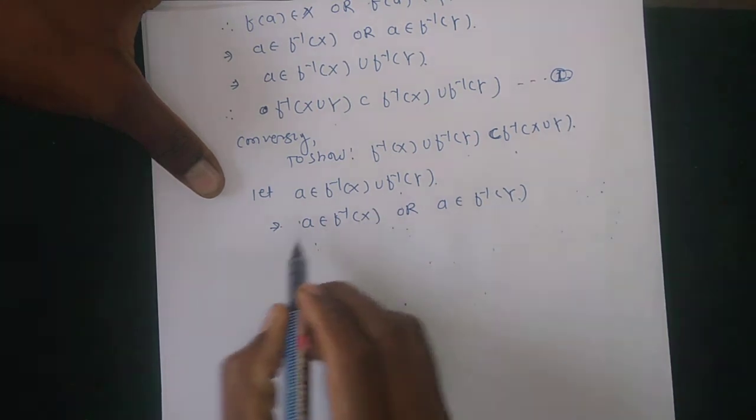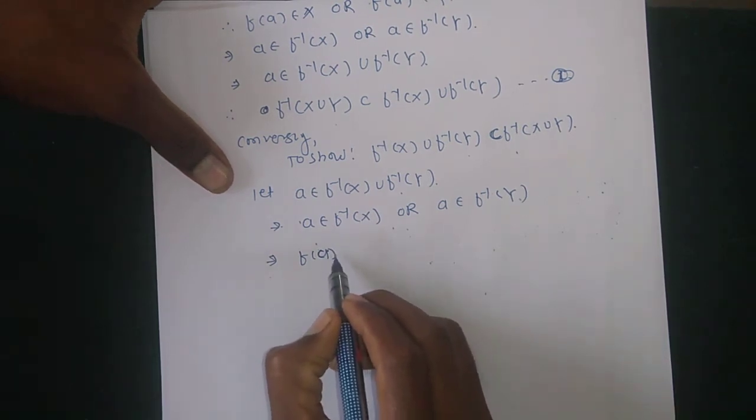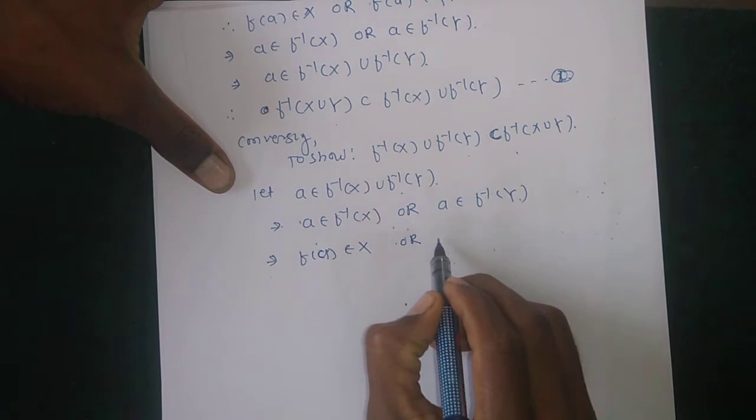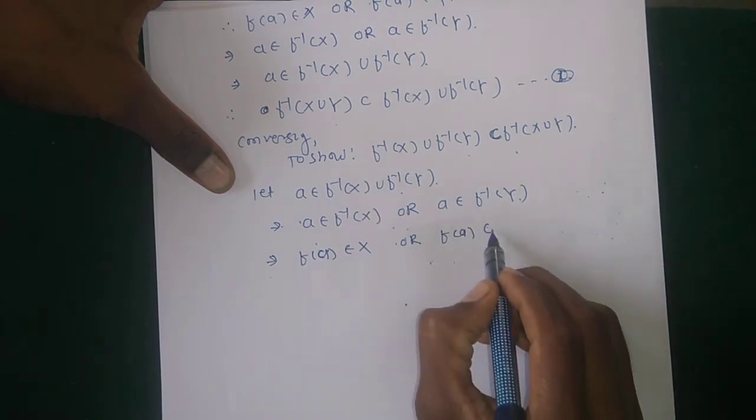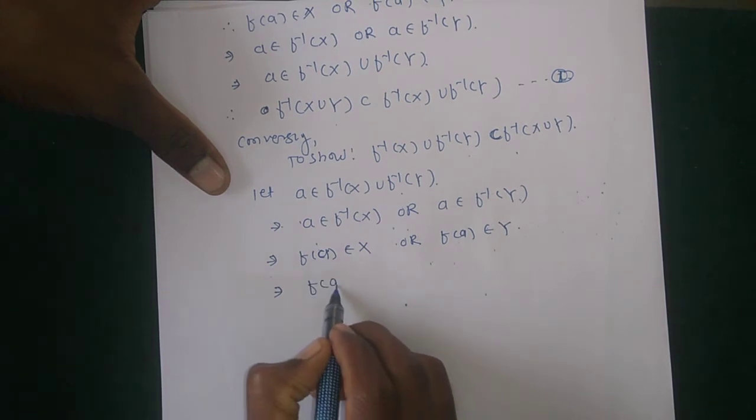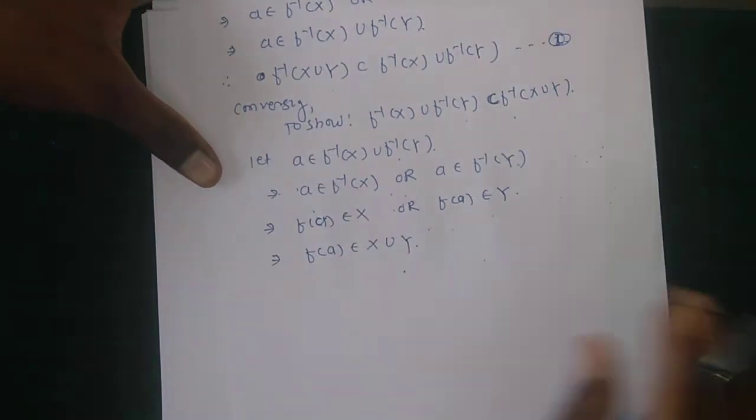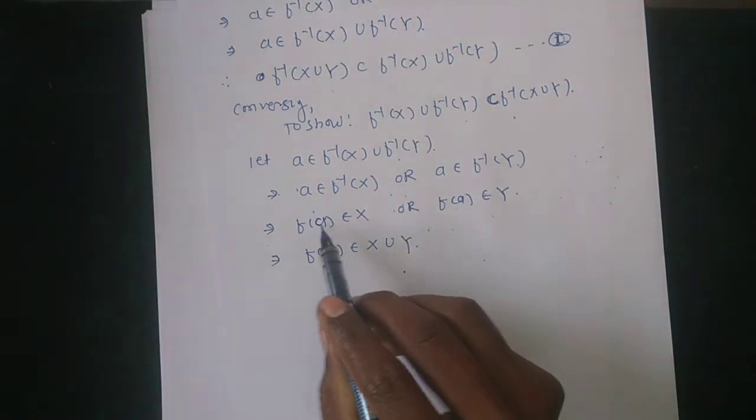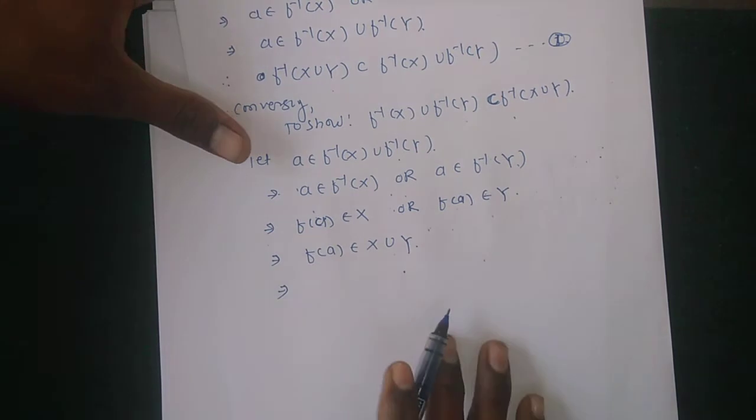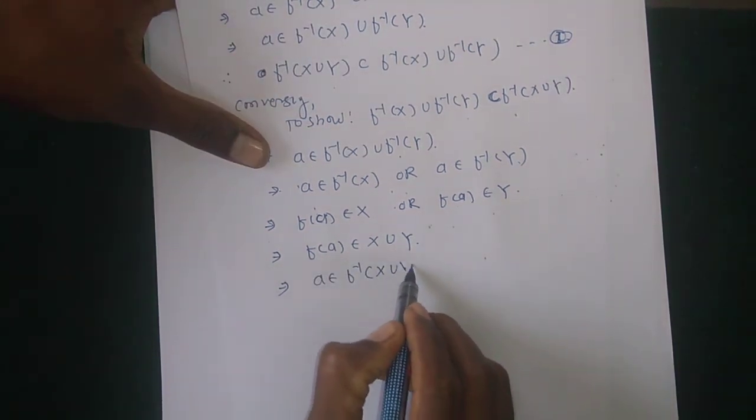A belongs to f inverse of X, which implies that f of a, the image of a, belongs to X, or the image of a belongs to this set Y, which implies that f of a belongs to X union Y. That means the image of a belongs to the union of these two sets, and this means that a belongs to f inverse of X union Y.